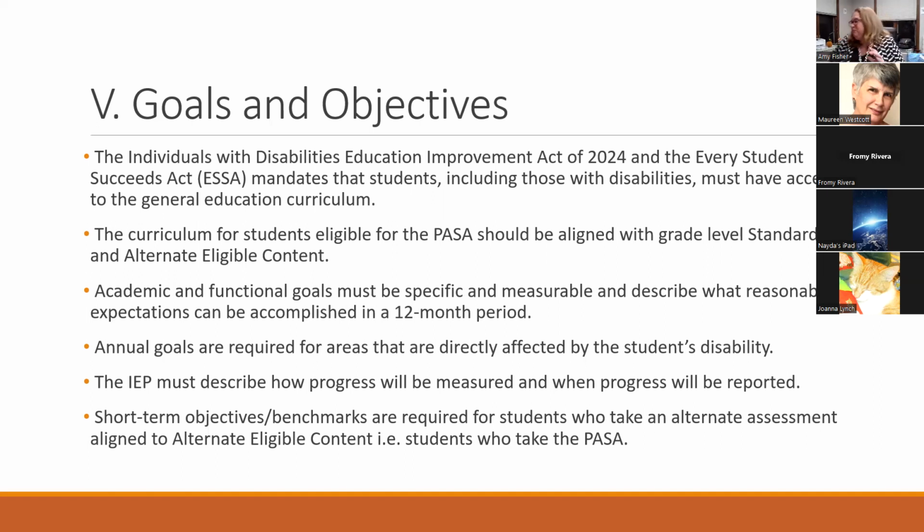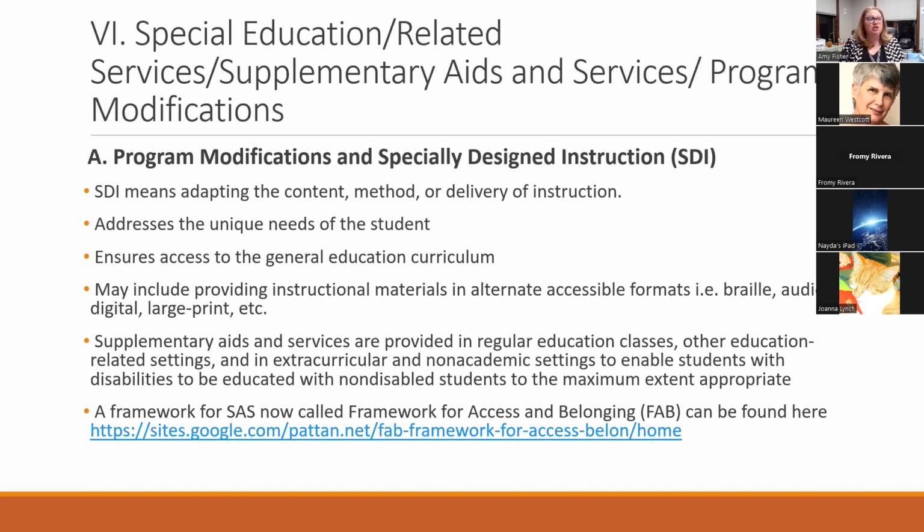All right, goals and objectives lead us to Section 6. Special education related services, supplementary aids and services, and program modifications. And just so you know, these are all sections that come right from the Pennsylvania Department of Education Bureau of Special Education template for IEPs. I didn't come up with these really long, fancy titles. These are exactly what the sections are that you will see on your students' IEPs.